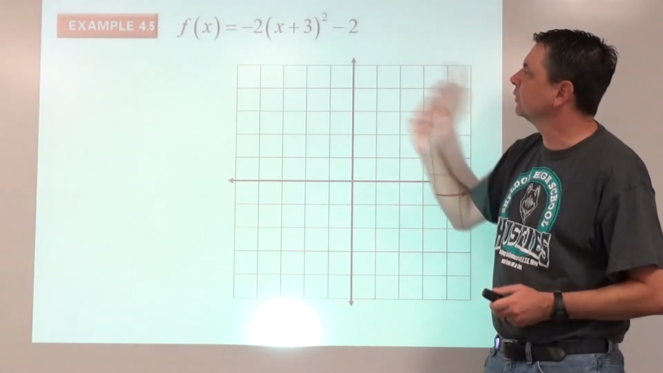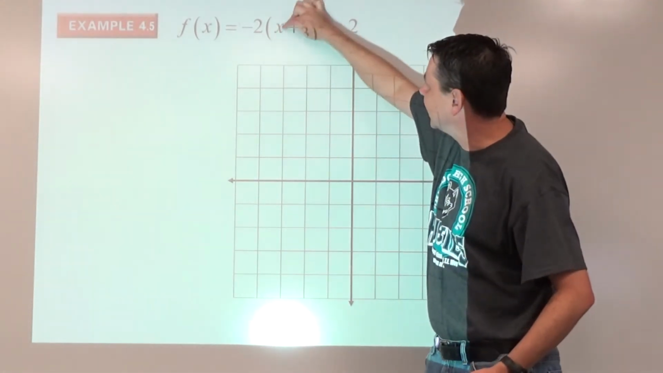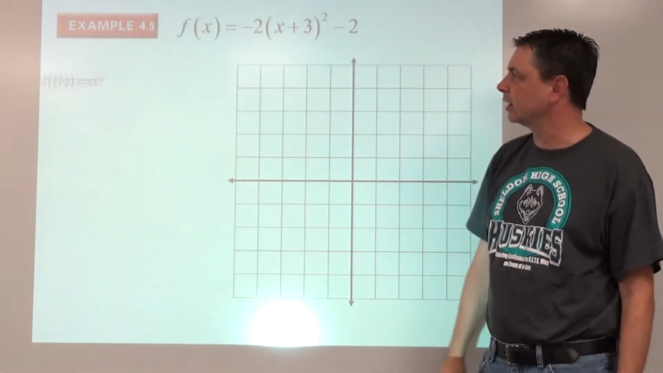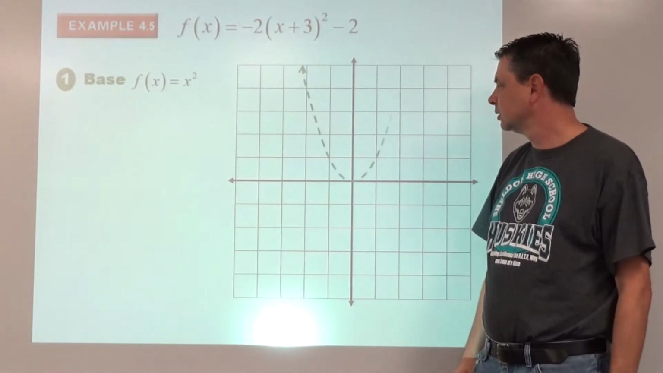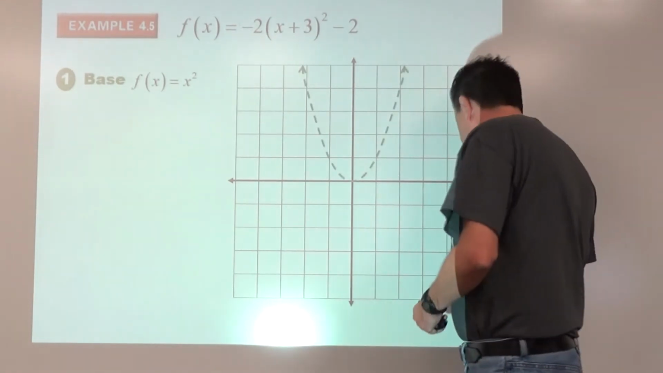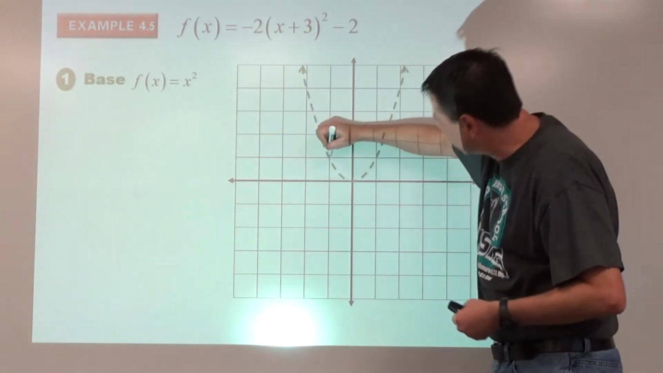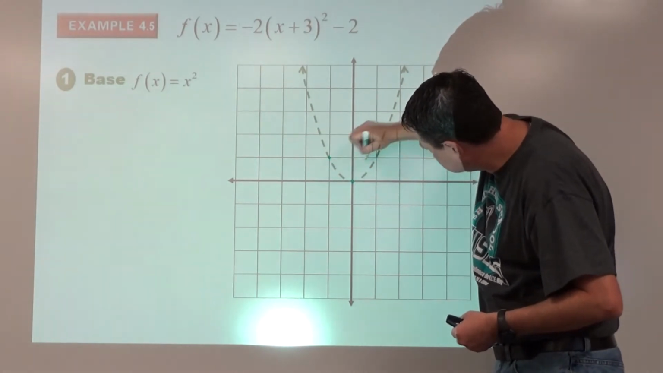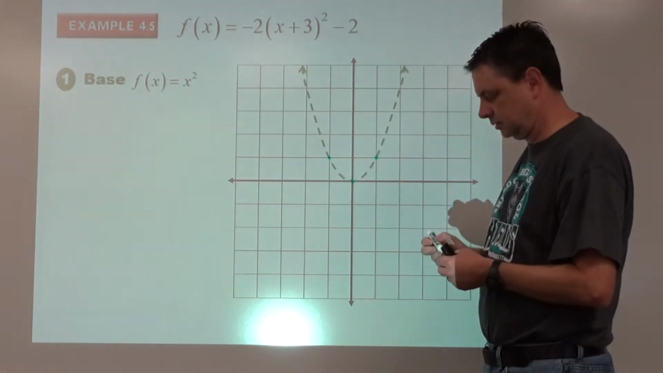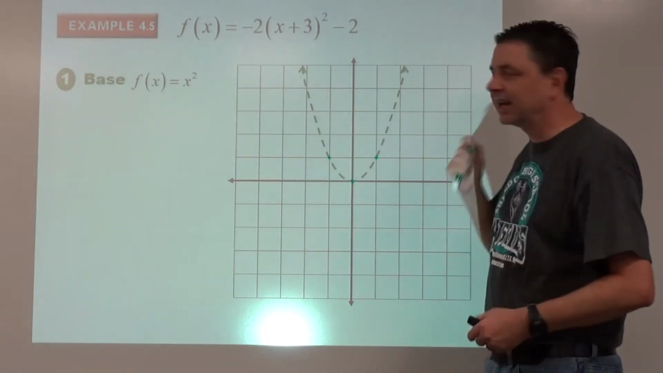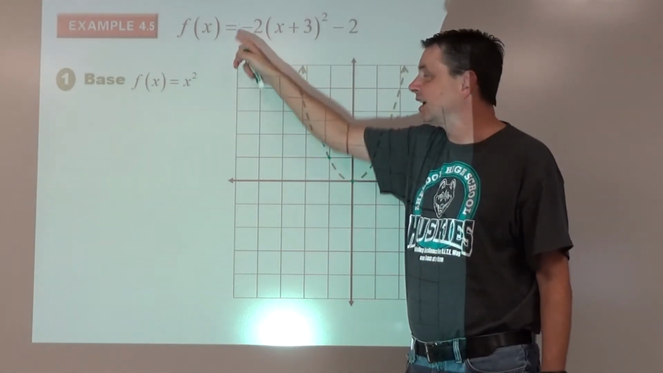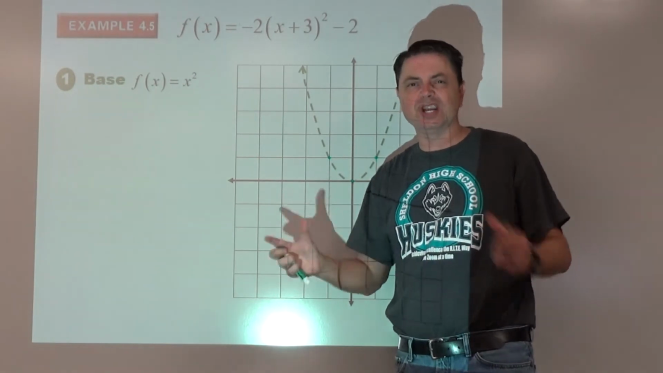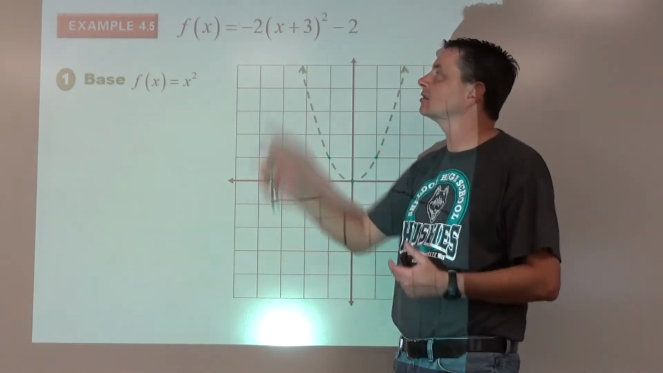So if we go parent function, we're talking about x squared as being our parent function. So we'll start there with our base graph, our parent function. And probably want to indicate key points. Then we've got a couple things going on. We've got a 2 and we've got a negative. And it doesn't really matter which of those we approach next.